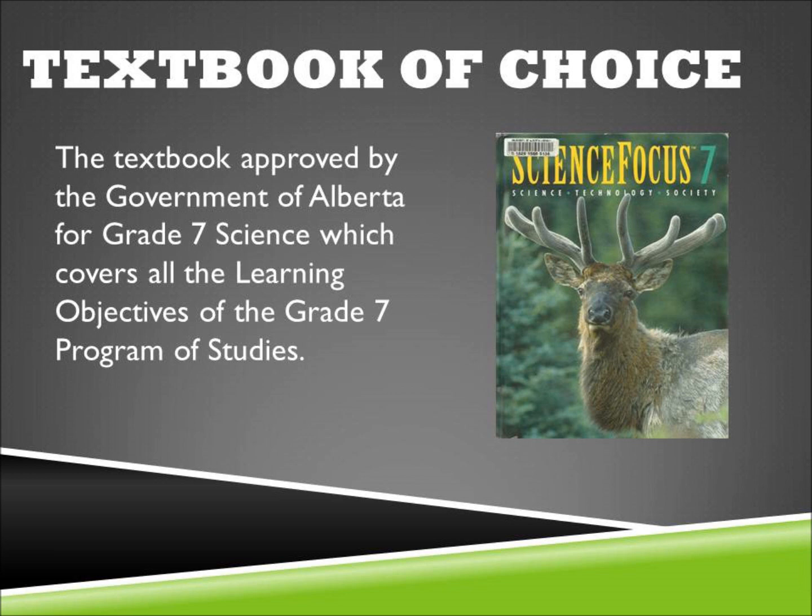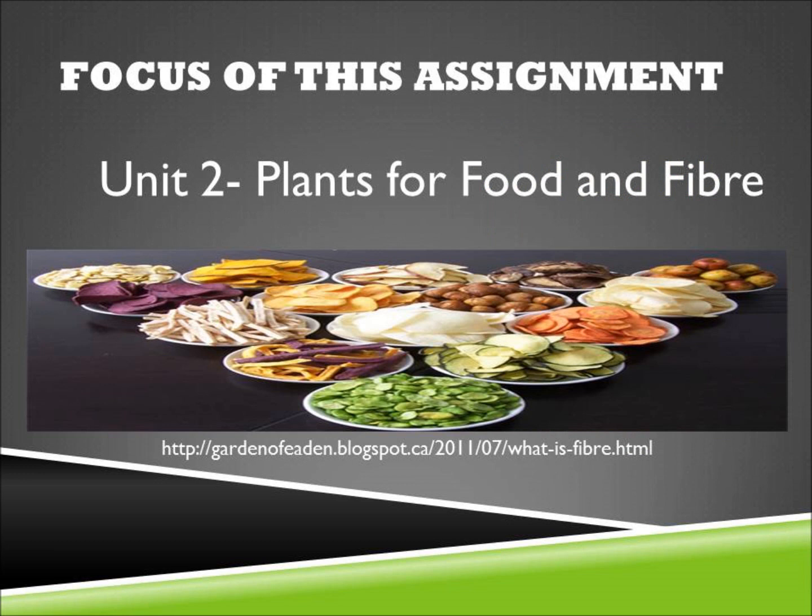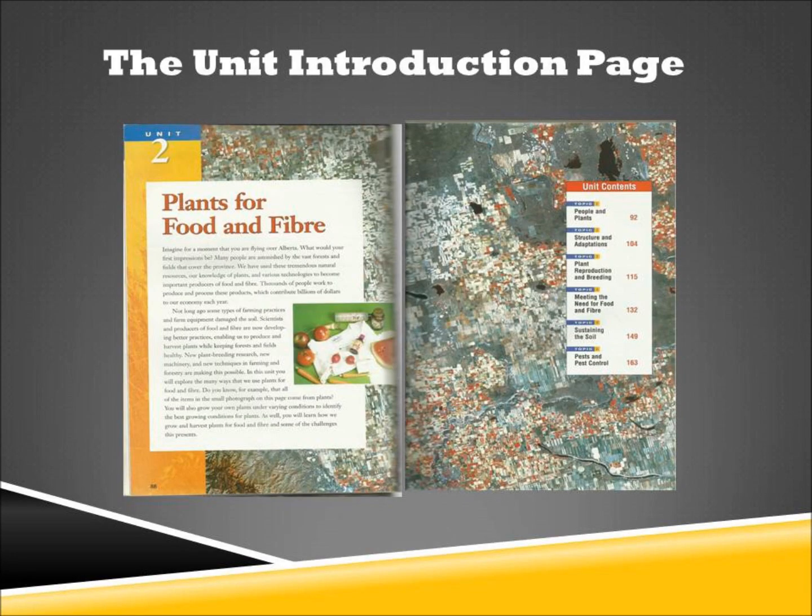The textbook I have chosen is Science Focus 7. It is government approved for grade 7 science instruction and is well synchronized with the Alberta Program of Studies for grade 7 science. The chapter under scrutiny in this assignment is Unit 2, Plants for Food and Fiber. We will start by looking at the structure first.